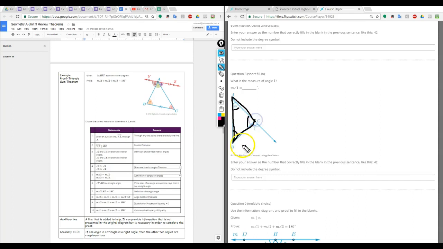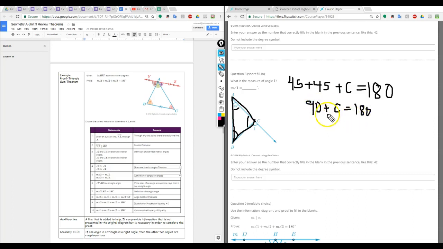And I'm also noticing that CAB forms a triangle. So inside a triangle is 180 degrees, so I have 45 plus 45. That's the angles within the triangle, plus C. That's going to equal 180 degrees. So 45 plus 45 is 90, plus C equals 180. Then we're going to use the subtraction property of equality and subtract 90 from both sides.